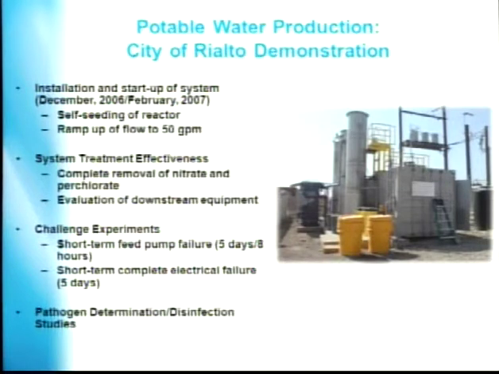And we wanted to make sure that we self-seeded the reactor with indigenous microorganisms. We didn't add anything. When we ramped the flow up to 50 gallons per minute, we were going to look for, in this case, both nitrate and perchlorate removal, and then evaluate the downstream equipment, and do many of the things that were talked about earlier in Eugene's discussion about some of these challenge experiments, starting and stopping the unit, power shutdowns, that sort of thing, and then looking at pathogen determination and disinfection studies.